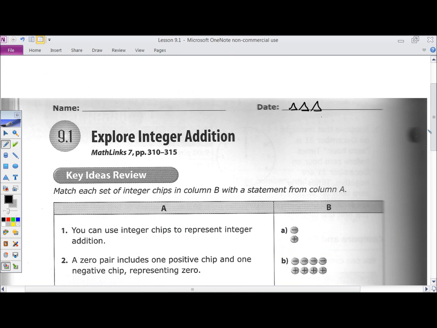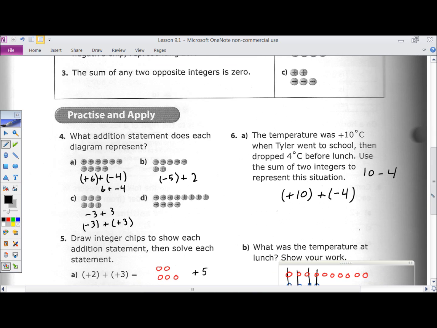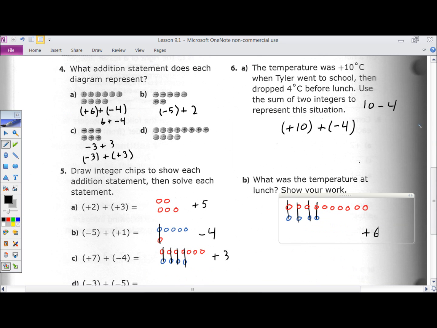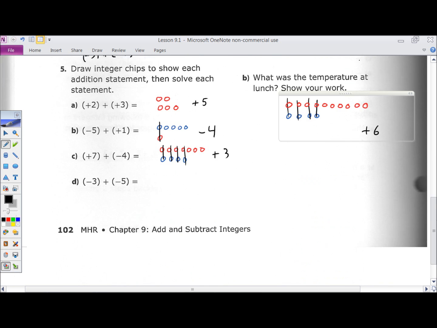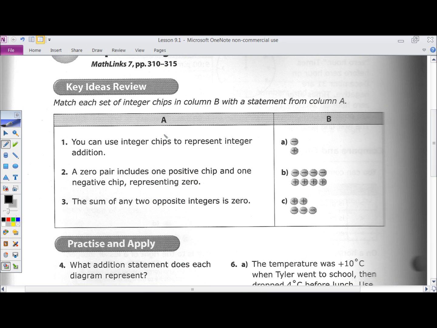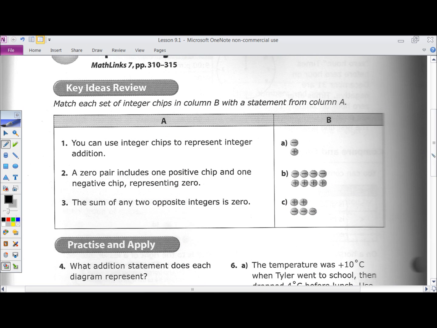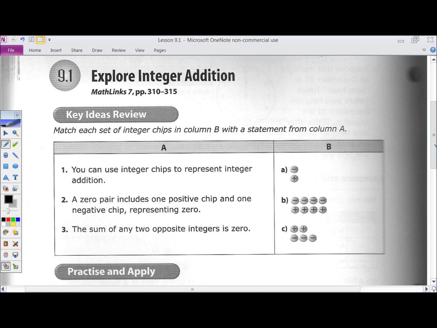So that's it for today's lesson. You need to complete 4D on your own, 5D on your own, and the back, also 1, 2, and 3, and the back side of this sheet. And that's worth 5 points.